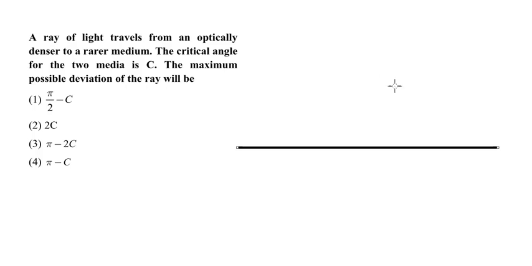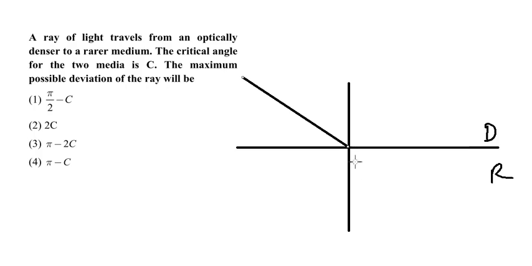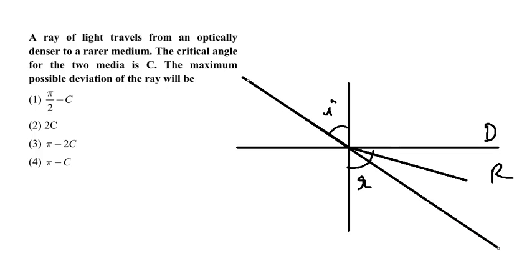Now consider a light going from denser medium to rarer medium. Now this is the normal. The light is incident here, and this time this will deviate away from the normal. Angle of incidence is here, angle of refraction R, it is greater than angle of incidence. Now what is the original direction of the light ray? This was the original direction.